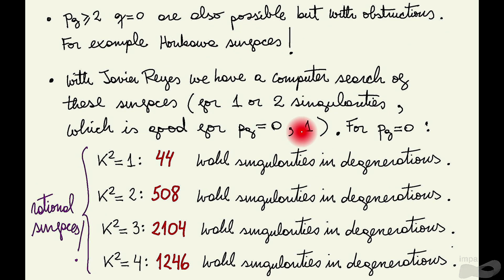With Javier Reyes, we have this computer search, and when you fix k² between 1 and 4, for example, you can find, so let me show you this. For k² equals to 3, you can find 2,104 different Wahl singularities in these degenerations. So in this moduli space, you can find that many different singularities. So it's very crazy, this boundary. And for k² equals to 4, there used to be just 2 examples. And now this computer can find examples. Now there is 1,246 different examples with different Wahl singularities. And many of them, no, all of them in here are smoothable.